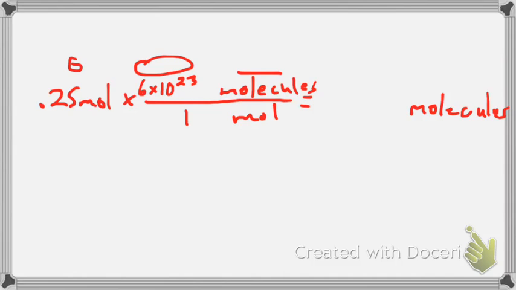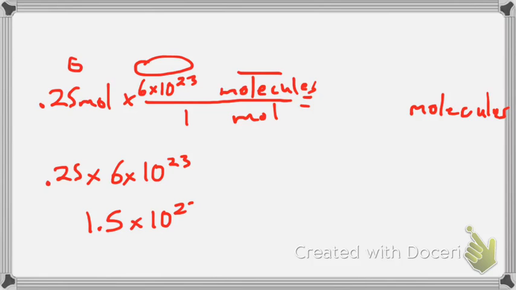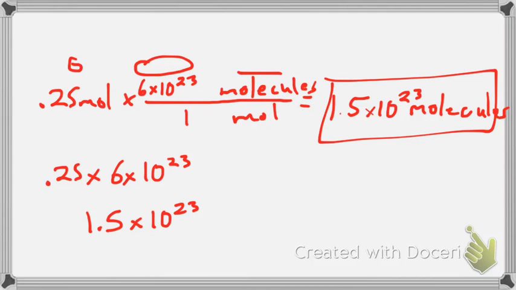Okay, we have the problem set up. Now we just have to do the math. We take 0.25 and we're multiplying it by 6 times 10 to the 23rd. So basically we can take this and solve this part of the problem first. So 0.25 times 6 is basically 6 divided by 4, which would be 1.5. And then we bring down this part of the problem to give us 1.5 times 10 to the 23rd. So our final answer would be 1.5 times 10 to the 23rd molecules. And that's our final answer.